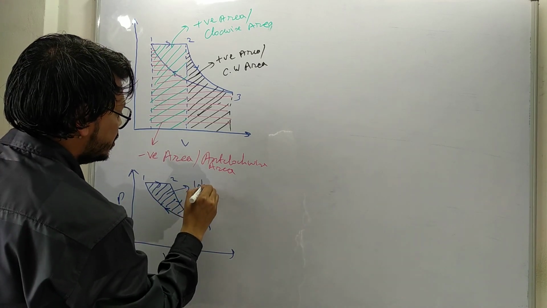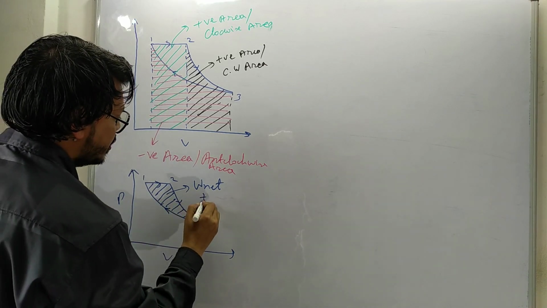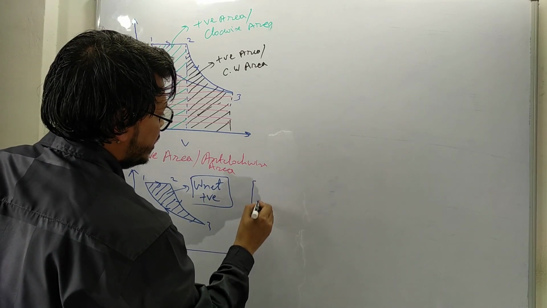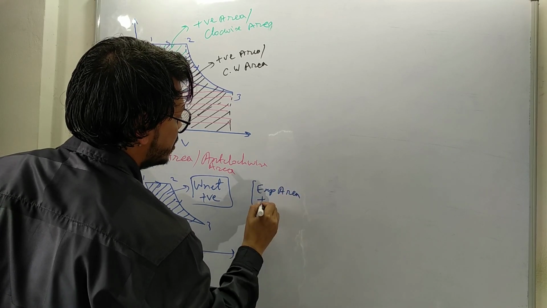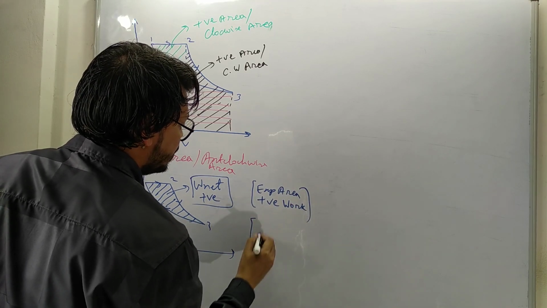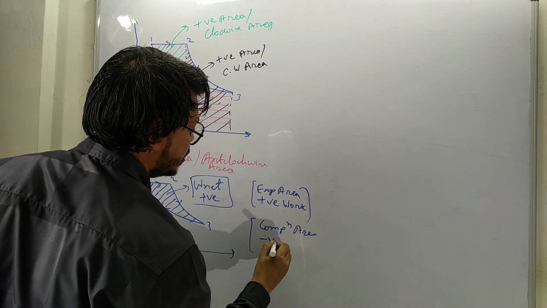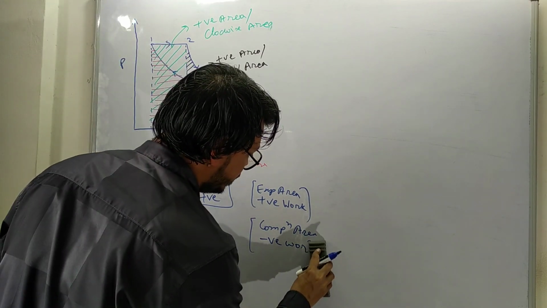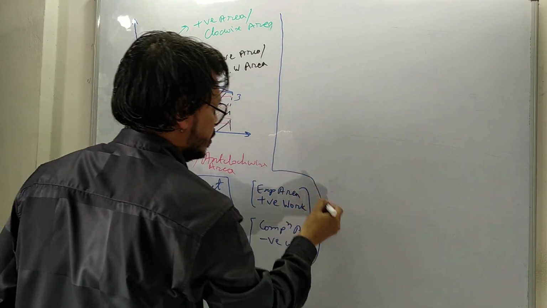So W net, the net work done by the cycle, is positive. In the expansion area we have positive work, and in the compression area we have negative work. Now the conclusion.